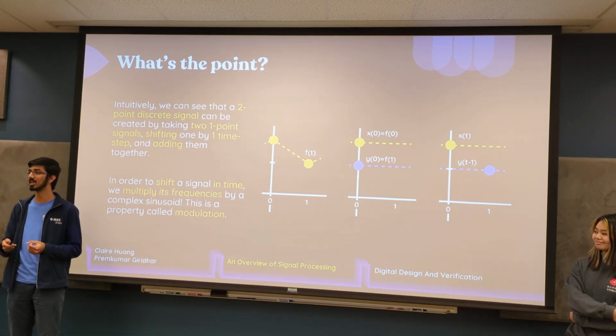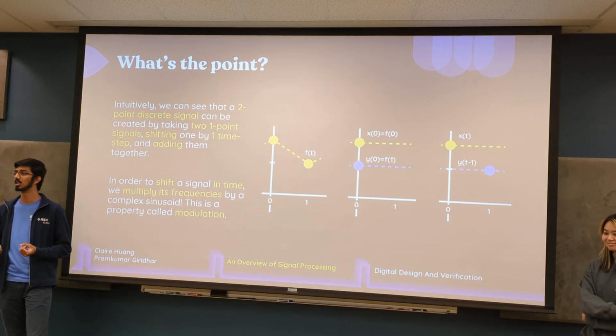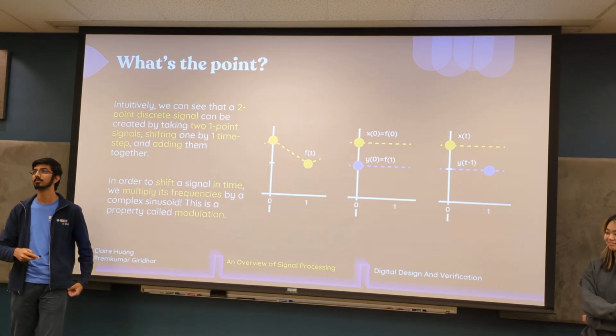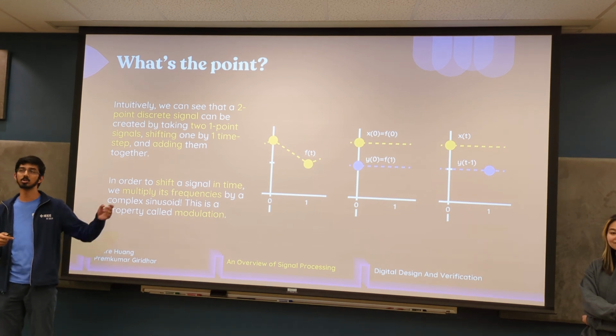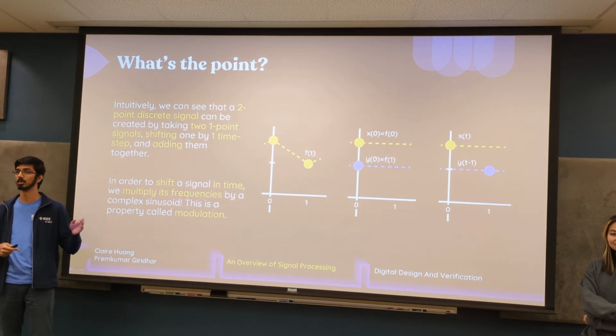We're not going to get into why that works really, but this is a property called modulation, and if you take 102, you will get into the weeds of it. Does everyone understand what we're doing with the 1 point signals to make the 2 point signal? This is really important.